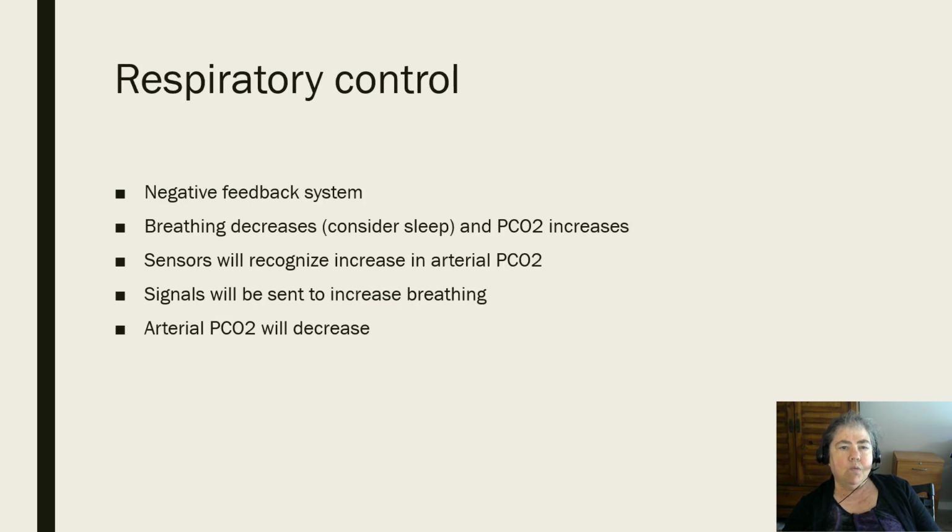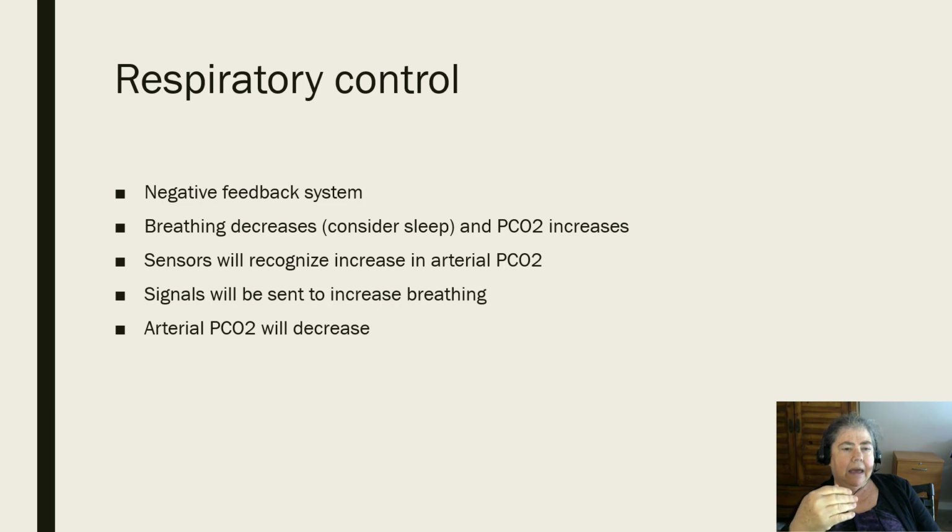And these all work with negative feedback loops. One example is sleep. When you fall asleep, you breathe less. Your breathing becomes slower and shallower. And because you're breathing less, you're exhaling less CO2, and your PCO2 goes up a little.